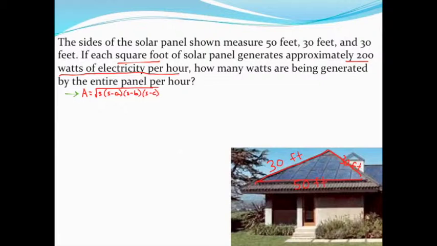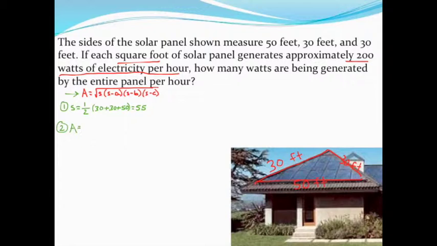S, remember, is the semi-perimeter, half of the perimeter, and A, B, and C are the different side lengths. My first step is going to be to find the semi-perimeter of this triangle. The semi-perimeter is simply half of the perimeter, so half of the three sides added together, 30, 30, and 50. And I find out that the semi-perimeter is 55 feet. Okay, so I can go ahead and plug all this information into my formula to find the area.